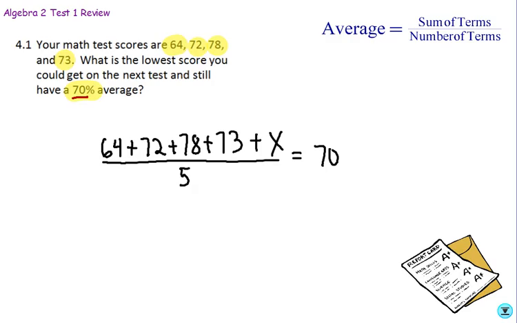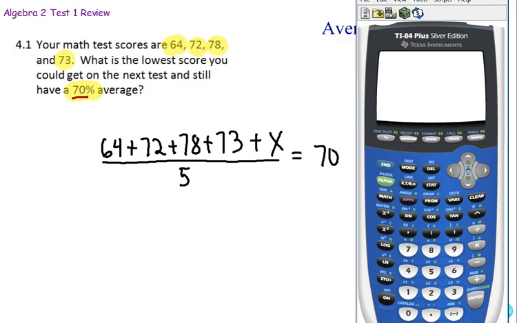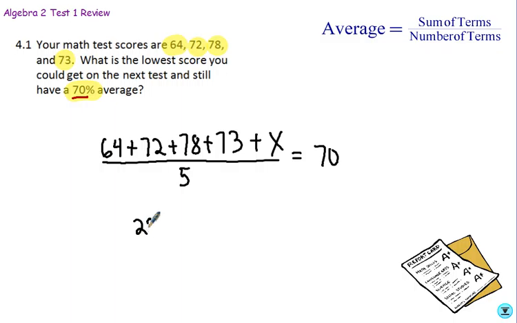So I need to add up all of the stuff that's on the top there, 64 plus 72. Just for accuracy and to speed it along here, let's just throw that in the calculator. So 64 plus 72 plus 78 plus 73, that equals 287. So I'd have 287 plus X over 5 equals 70. So I just want to get X by itself. When we try to get X by itself, there are 2 things I've got to get rid of. I've got to get rid of the 287, and I've got to get rid of the 5.